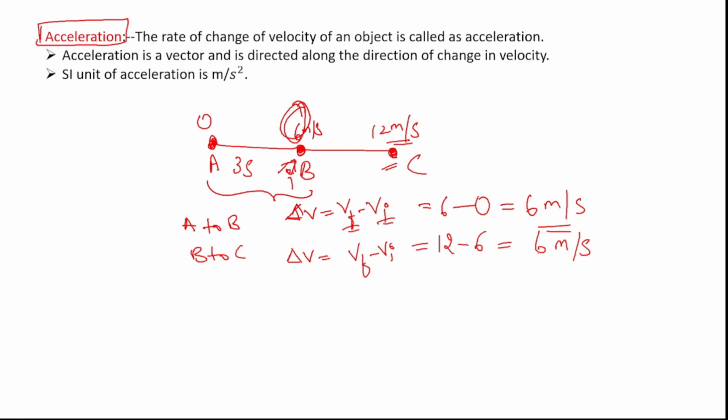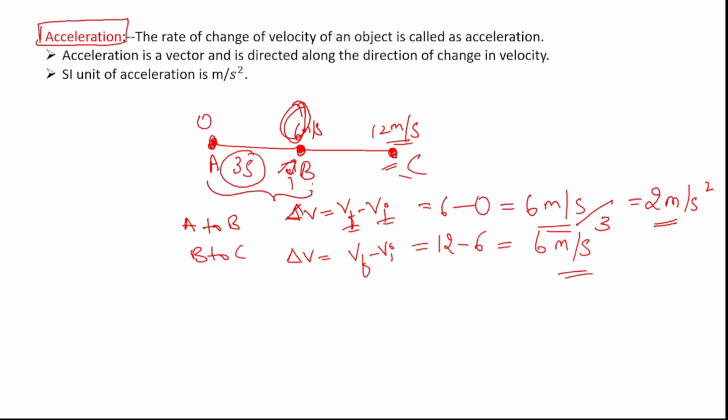So what have we found here? We have found the velocity change. But if we want to find how much velocity changed per second, what do we do? Divide by that time, right? Here there are 3 seconds. So 6 divided by 3. Now what will you get? 2 meter per second square, right? So this is the change in velocity per second.